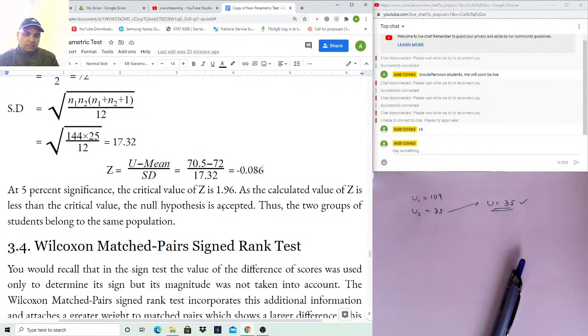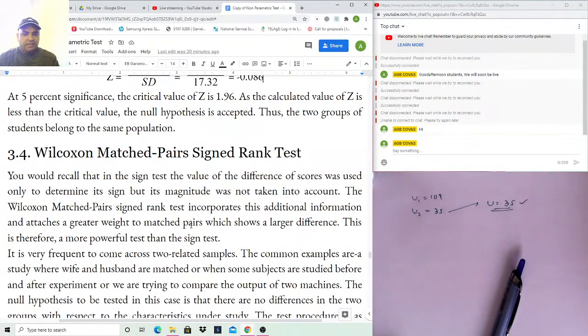So we have covered only one test here. The Wilcoxon matched pair signed rank test has been left in the two sample tests, and there are two tests in your K sample tests. So we will be completing this in the next session.